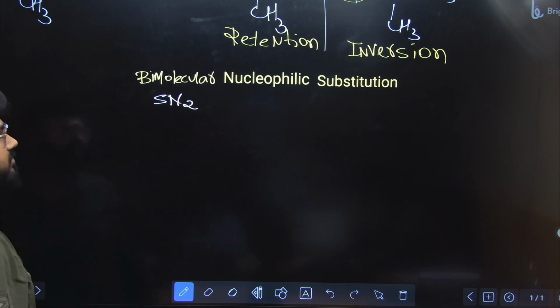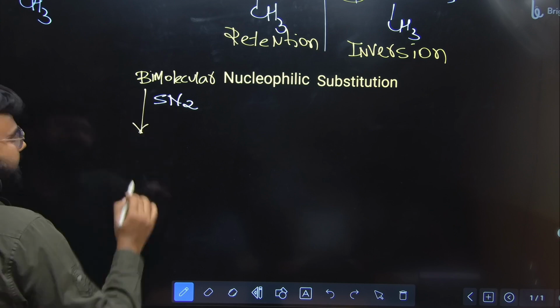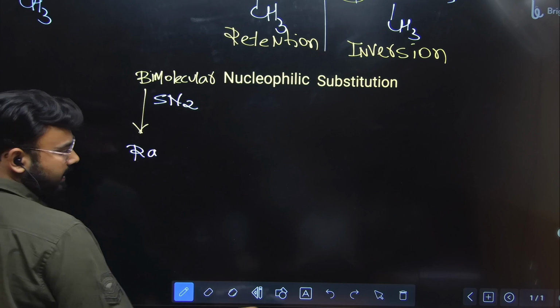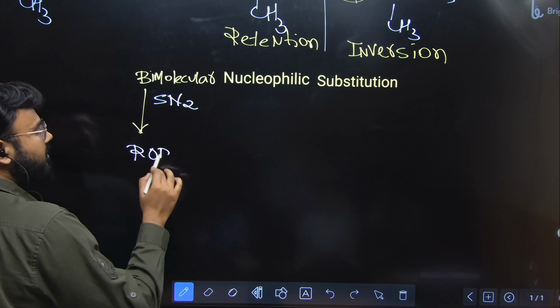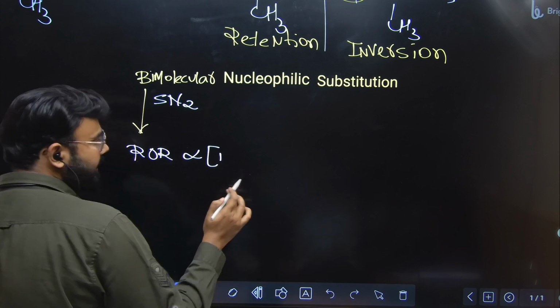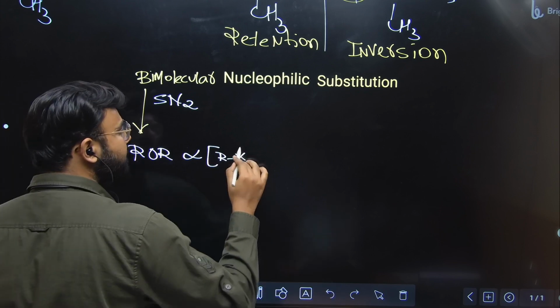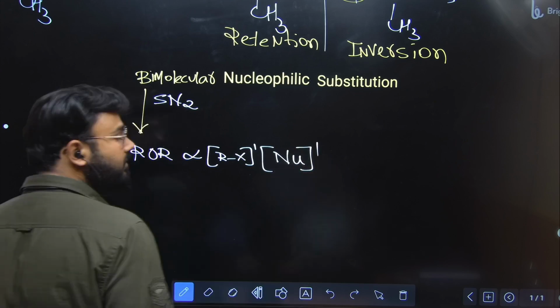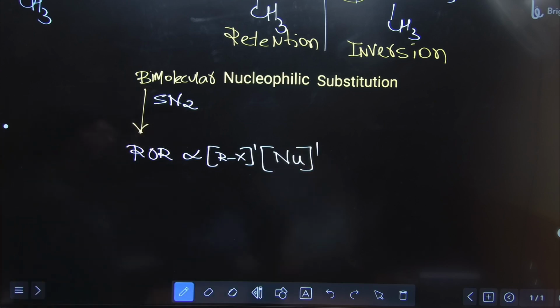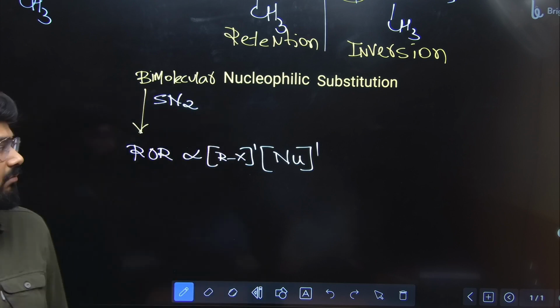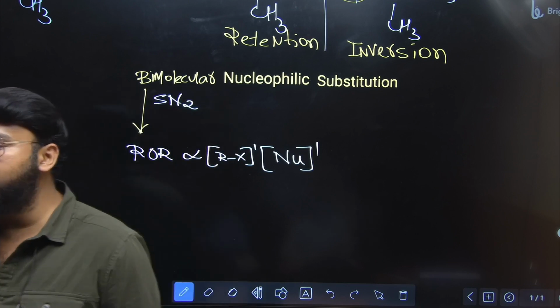All right, now say this. Why is it called bimolecular, guys? Let's understand this. It is because the rate of reaction is directly proportional not only to the concentration of alkyl halide but also to the concentration of nucleophile. Okay, that's why it's called bimolecular. Is it clear for everyone? It depends on both the concentration of alkyl halide and nucleophile.